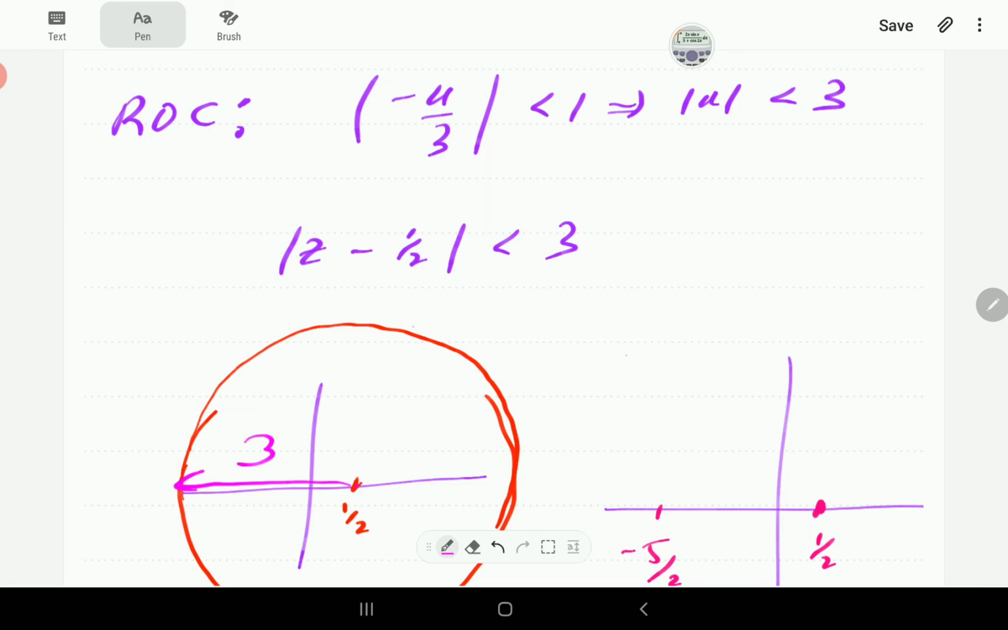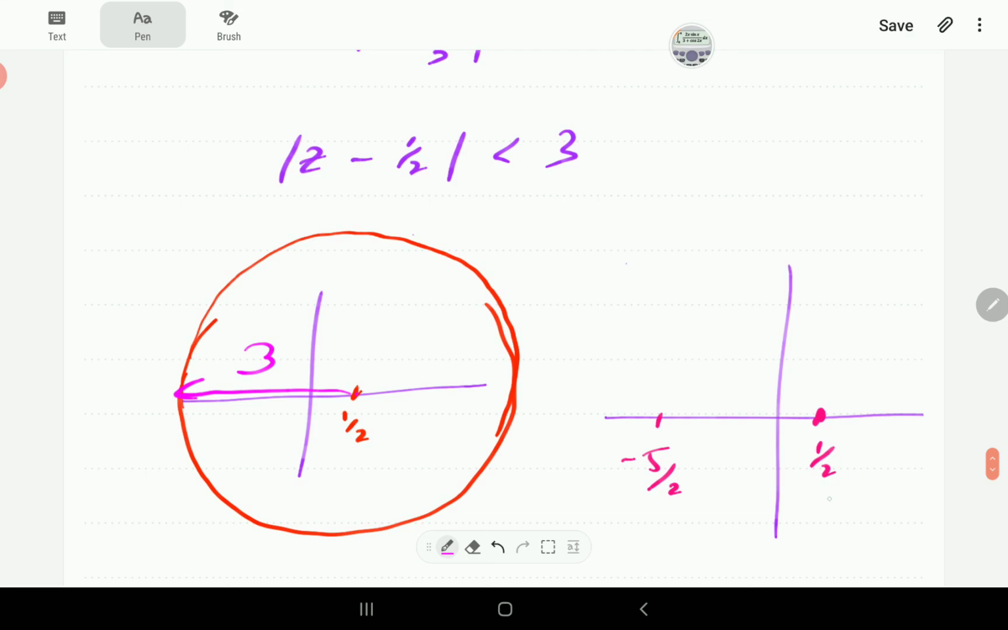In terms of the geometric considerations, again this time was centered at 1/2. The singularity is at minus 5 on 2, and this distance is 3 as well.